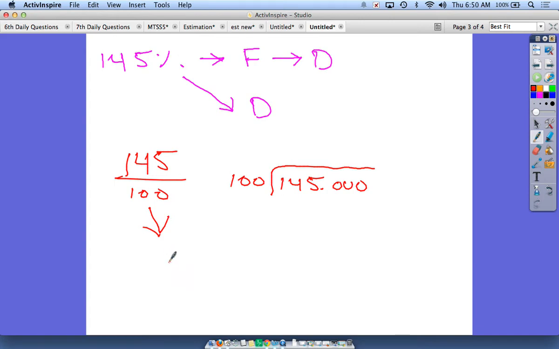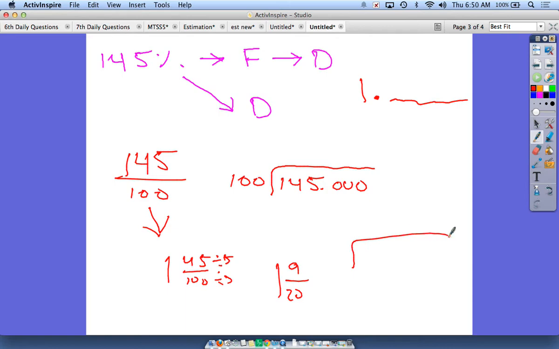100 would go into 145 once, and then we'd have 45 left over. And if we reduce this down, you're still going to get the same thing. So I would reduce it down just so the problem is going to be using smaller numbers. If I divide this by 5, that goes into both of them. Now I have 1 and 9/20. So now I know if I'm writing this as a decimal, it's going to be 1.1 something, whatever this is. So now I can divide this out and see what this would be.